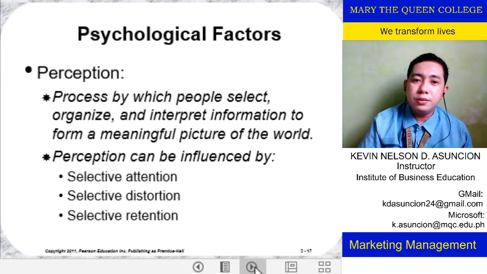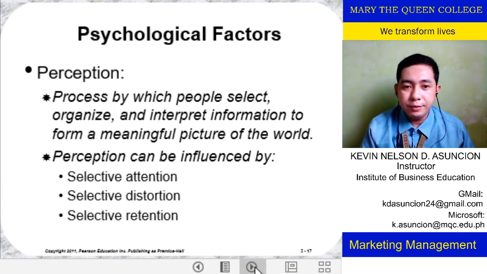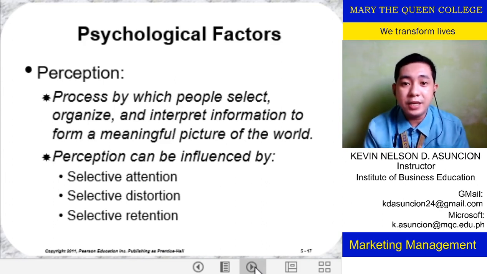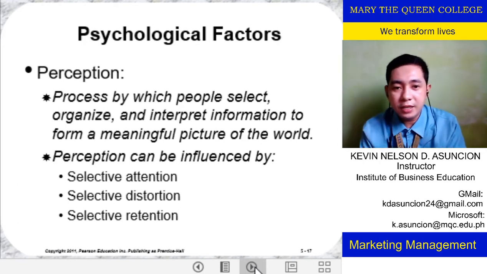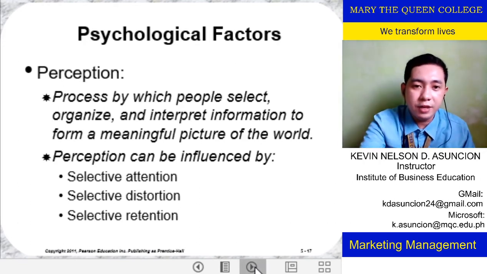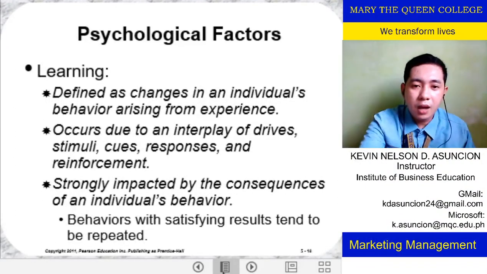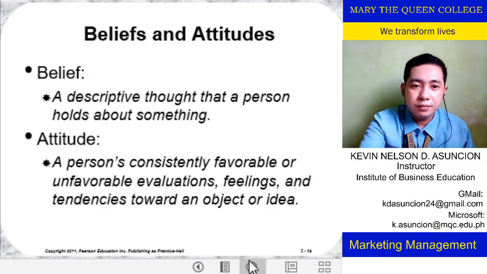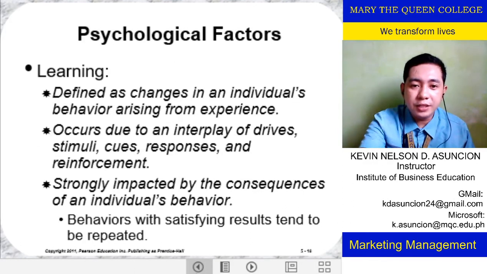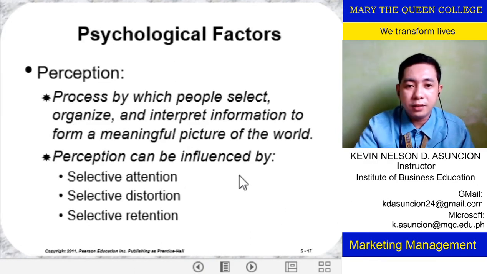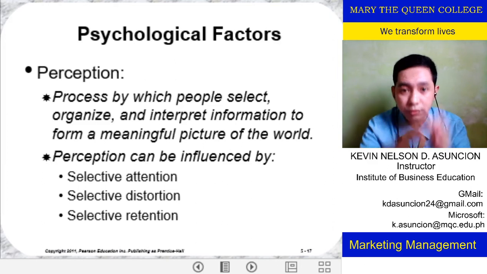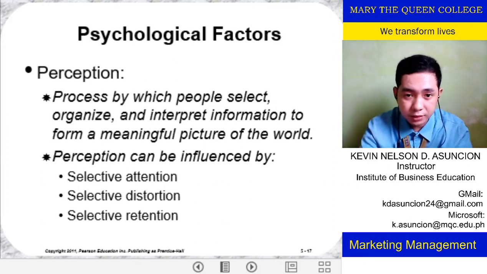Okay. So, psychological factors involve perception. It's the process by which people select, organize, and interpret information to form a meaningful picture of the world. Perception can be influenced by your selective attention, your selective distortion, and selective retention. So, how do they differ? Your selective attention is ano yung mga tinitingnan mo lang. Of course, that depends on you.